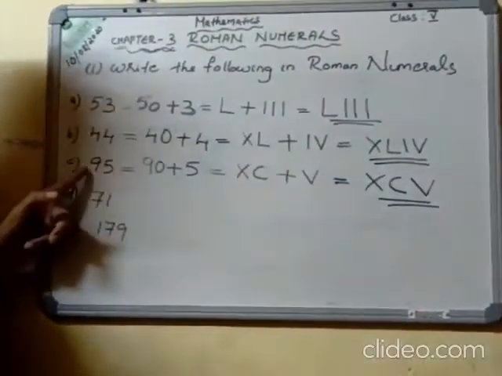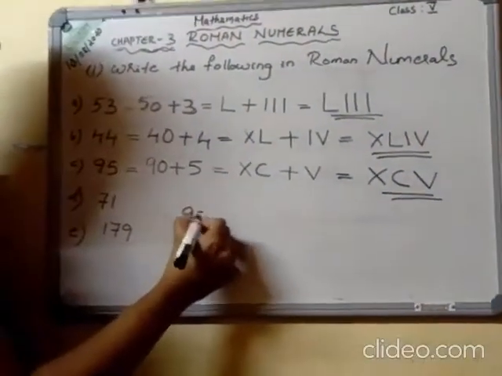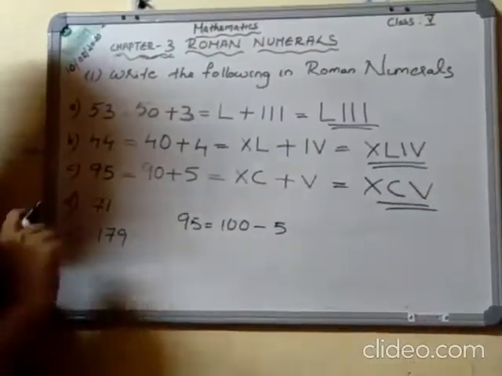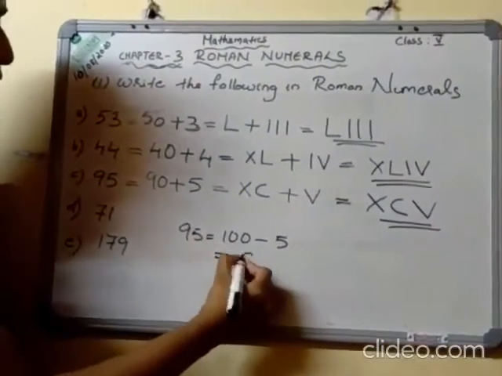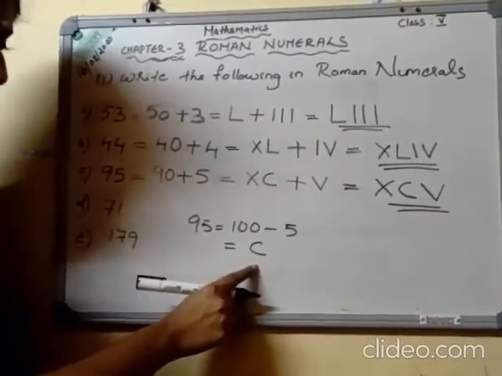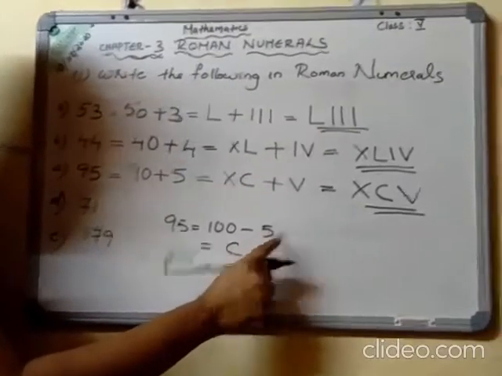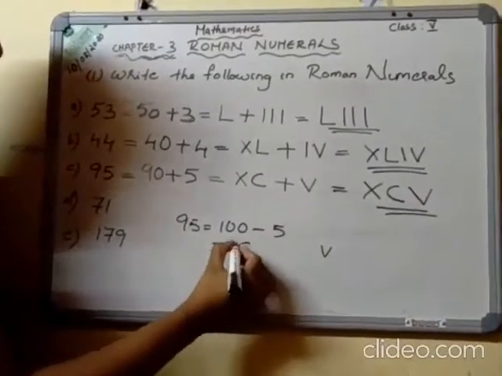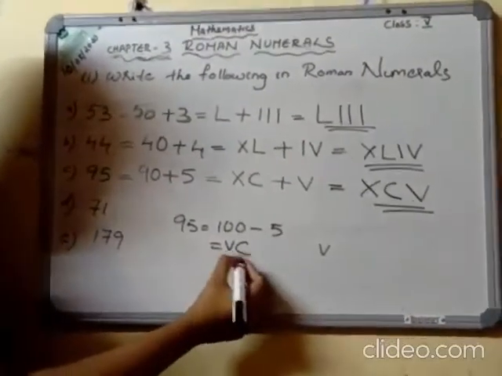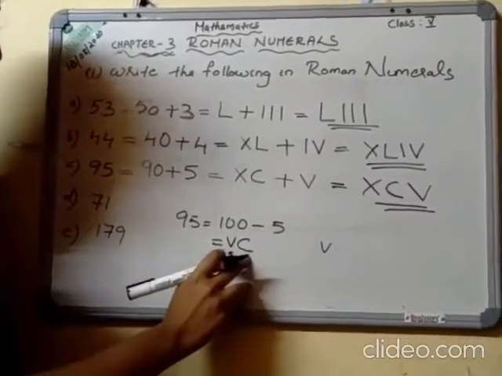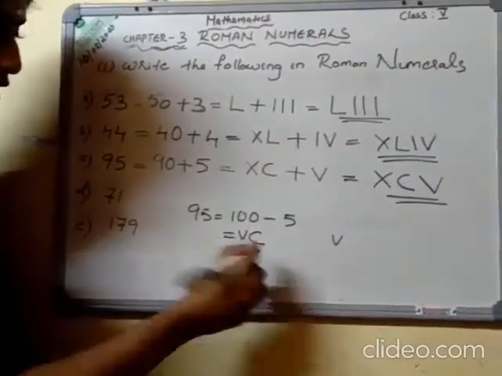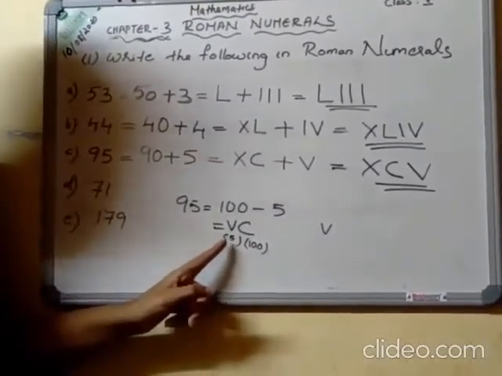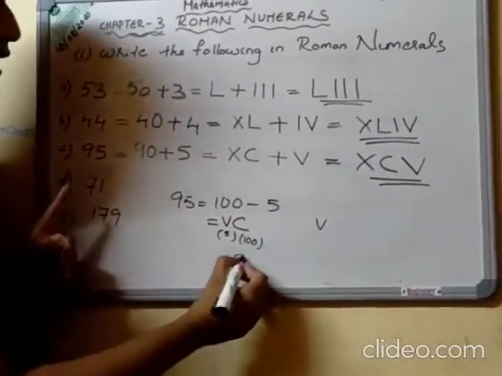Some of you may have a doubt. 95 can be written as 100 minus 5, isn't it? 100 minus 5 is 95. And you know 100 is denoted by the letter C, and 5 can be represented by V. So can't we write 95 like this? This is 5, a smaller value, and this is 100, a larger value. A smaller value is placed to the left side of the larger value. So we will do 100 minus 5, which is equal to 95.